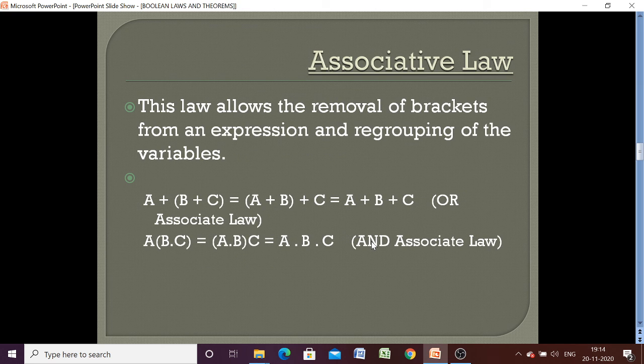Similarly, we have the associative law. What does it tell? It allows the removal of brackets from an expression and regrouping of the variables. ये allow करता है कि हम एक जगह एक ग्रुप से ब्रैकेट हटा के दूसरे ग्रुप में ब्रैकेट को इंक्लूड कर सके. इससे हमारे बूलियन एक्सप्रेशन में कोई भी चेंजेस नहीं होगा. तो जैसे हमने यहाँ पे ब्रैकेट हटा के b प्लस सी के पास जो ब्रैकेट था उसको यहाँ से हटा के a प्लस बी में डाल दिया. तो इससे कोई भी चेंजेस नहीं होगा. ये दोनों ही एक्सप्रेशन इक्विवेलेंट रहेंगे. ये OR एक्सप्रेशन में भी हम कर सकते हैं, ये AND एक्सप्रेशन में भी हम कर सकते हैं. So the associative law allows the removal of brackets from an expression and regrouping of the variables.